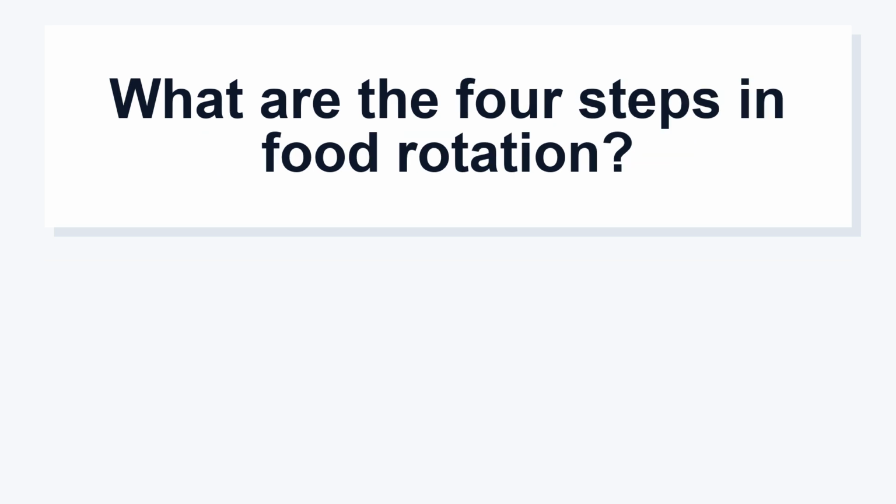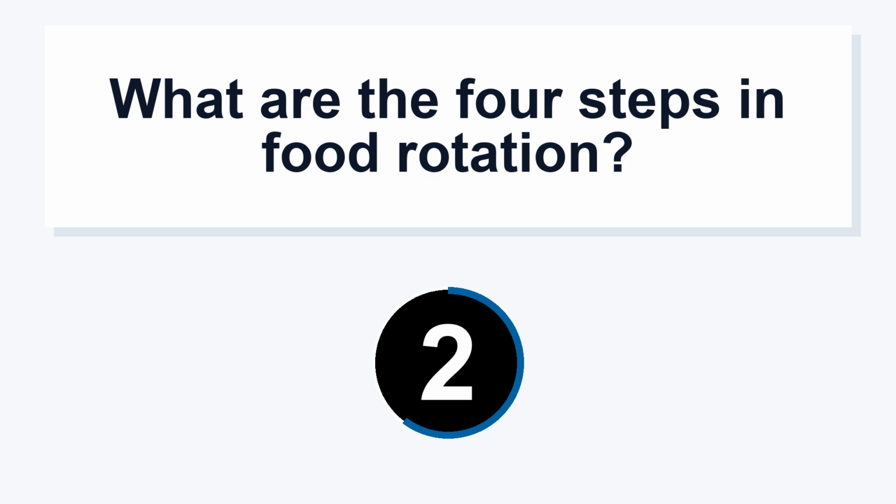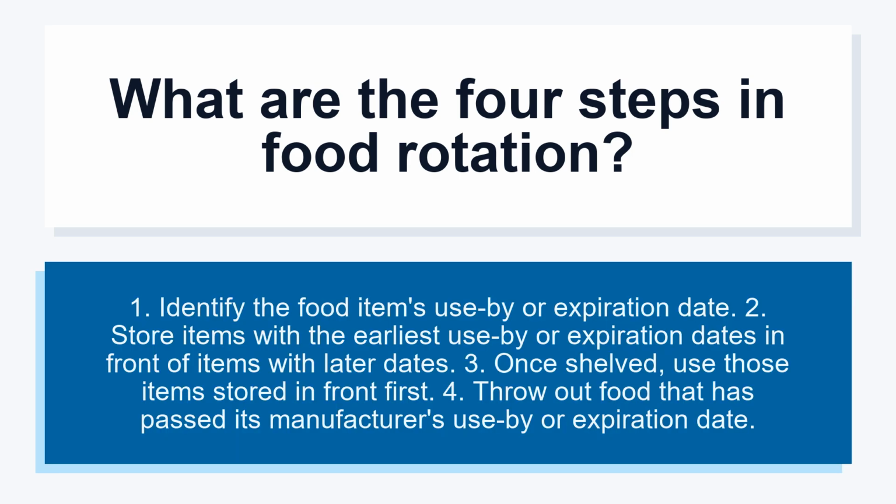What are the 4 steps in food rotation? 1. Identify the food item's use-by or expiration date. 2. Store items with the earliest use-by or expiration dates in front of items with later dates. 3. Once shelved, use those items stored in front first. 4. Throw out food that has passed its manufacturer's use-by or expiration date.